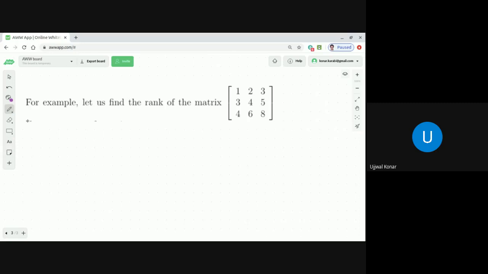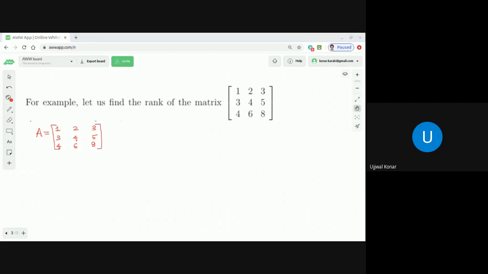So, what is the matrix here, dear students? Suppose we name that matrix as A. It is 1, 2, 3, 3, 4, 5, and 4, 6, 8. So now what we are going to do? We are going to do elementary transformations. And what is the objective of these elementary transformations? The objective is to bring maximum number of zeros. So what can we do first?